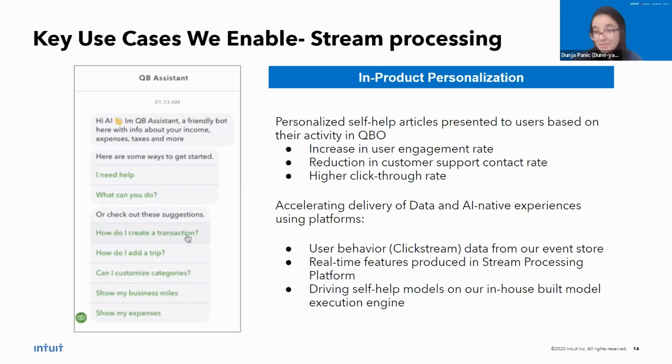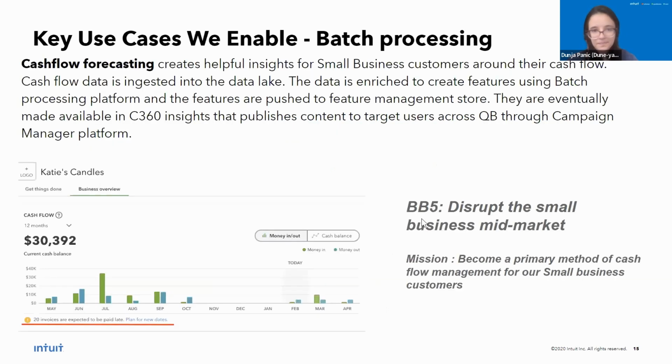The way this works behind the scenes is we are using clickstream data from our event store. That data is coming into the stream processing platform, which is creating those features. Those features are then stored in the feature store and used as inputs to the self-help models, which are built on our model execution engine. So that's a high-level overview of what this looks like in action on the streaming side. And I'll pass over to Juhi to talk about batch.